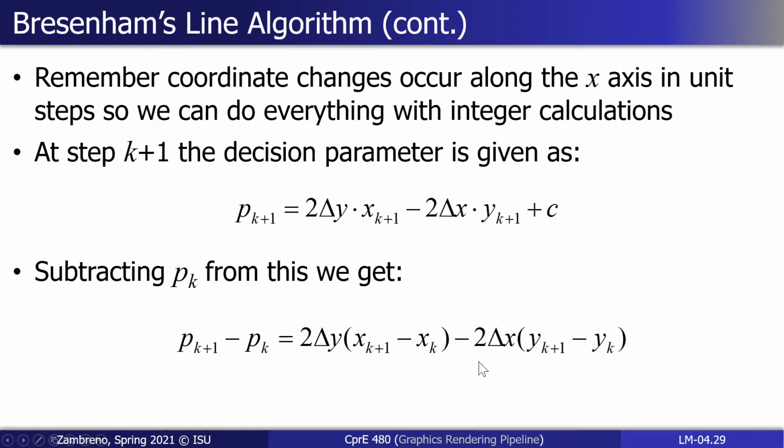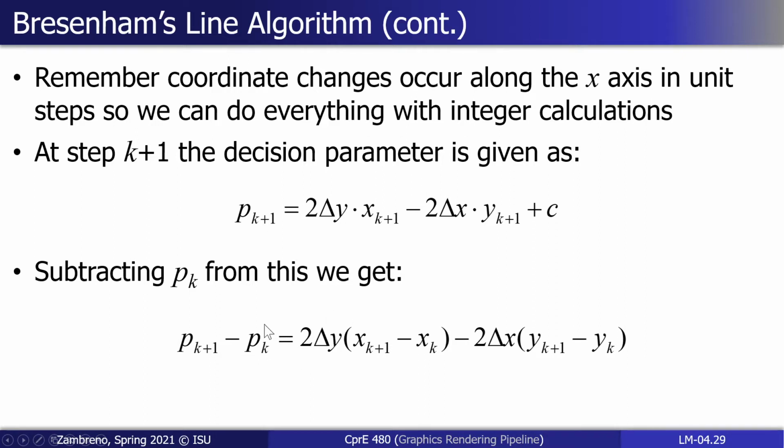So far, so good. And y_{k+1} minus y_k is either 0 or 1 every time. We've either gone up 1 or we've gone up 0. So the actual change in our decision function as we go from point to point to point is changing by a very simple to calculate component.